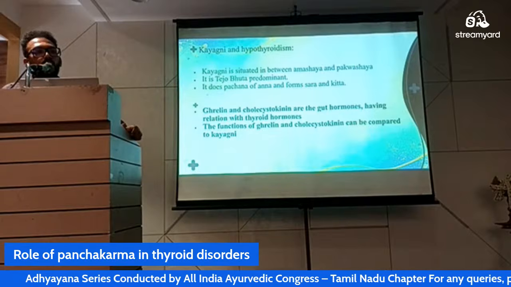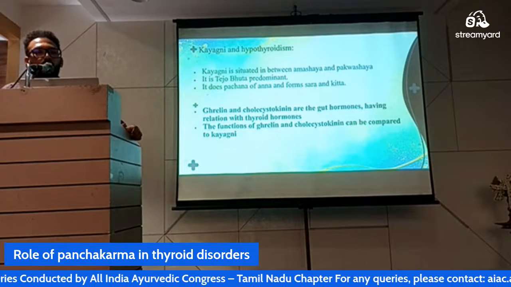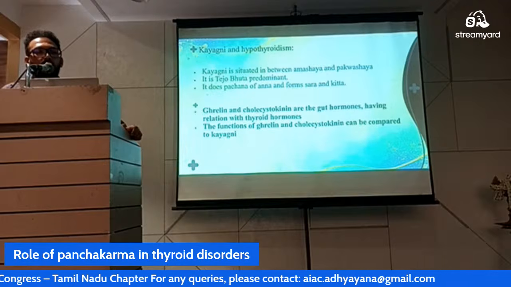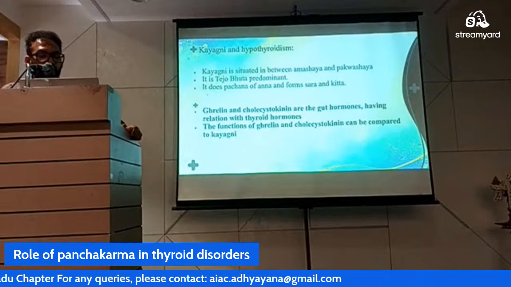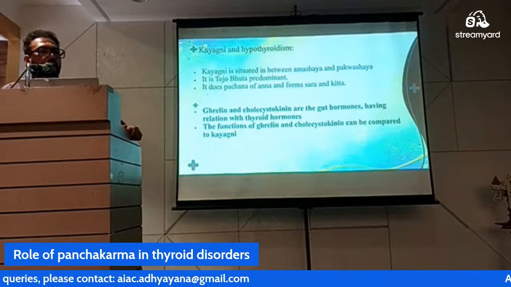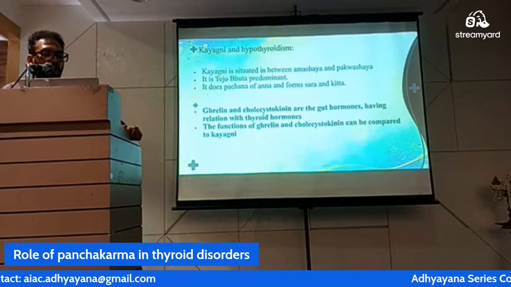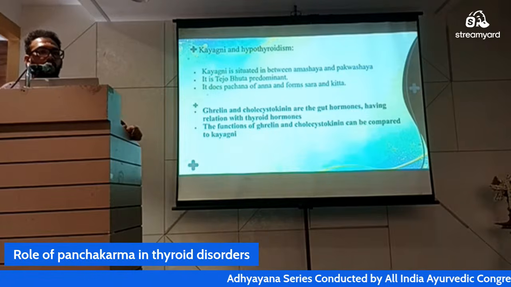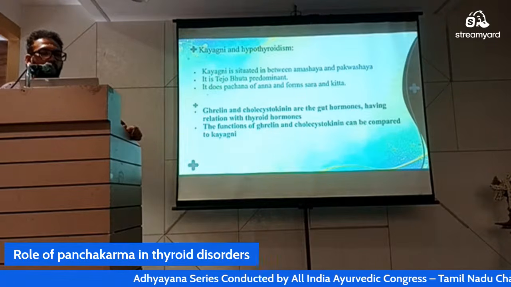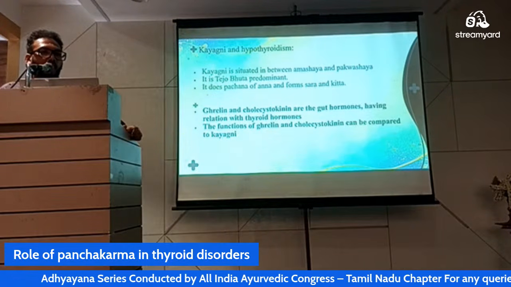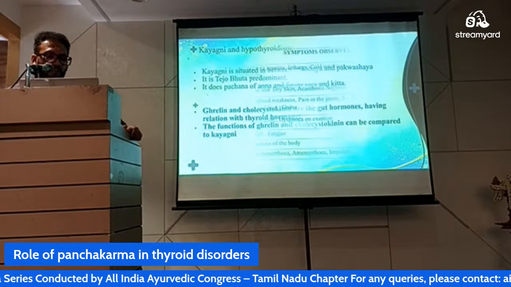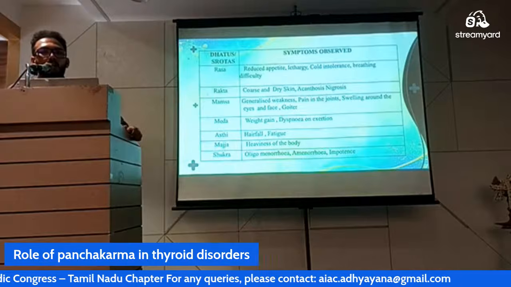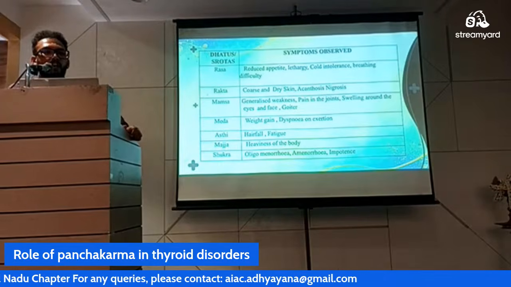So how are these two secreted? Who is the controller for these two? That is nothing but the thyroid gland. The thyroid C cells secrete ghrelin and cholecystokinin, which control the gut functions. So here we would like to establish that in modern parlance also, thyroid disorders and Agni have a common relation. So how do we correlate the symptoms of hypothyroidism in Ayurveda?